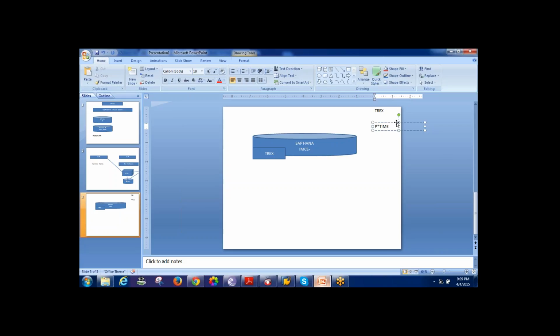Okay, so this is the second product which SAP added into this SAP HANA database. Understood? This is the second product which SAP added into the HANA database, P star time, by which you will get the write functionality of an RDBMS database. Understood? So this is the second product which SAP added. Any confusion as of now?